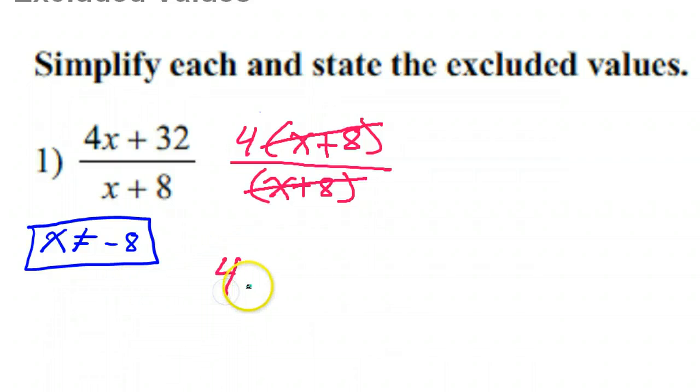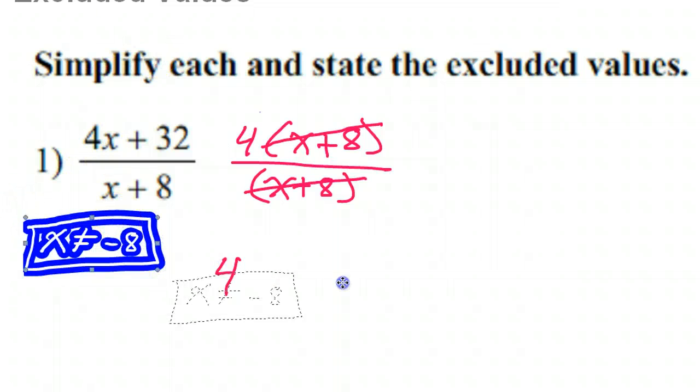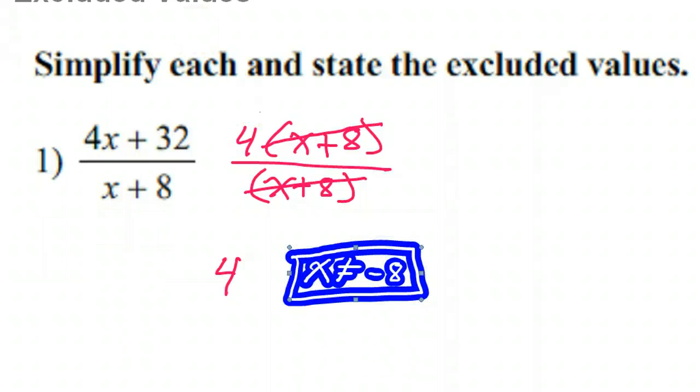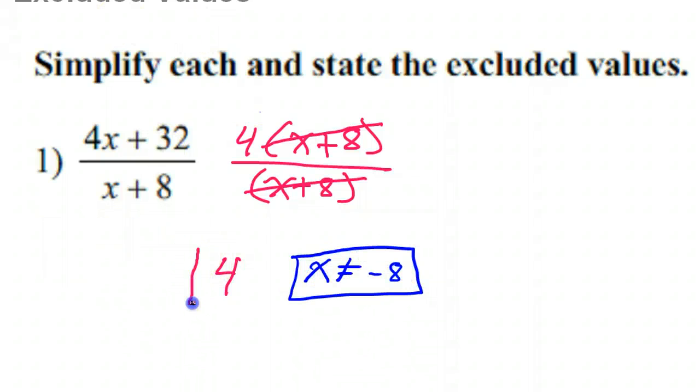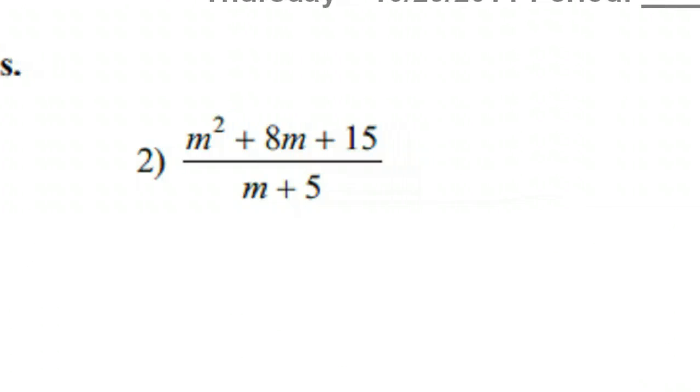Okay, 4. So just put this all together into one answer, and then there you go. This is the simplified answer with the excluded values. Let's take a look at number 2.